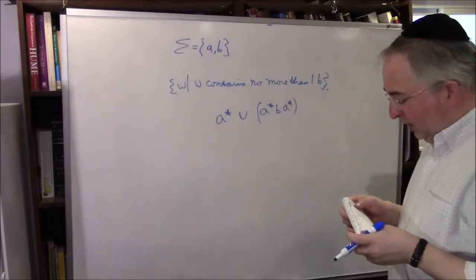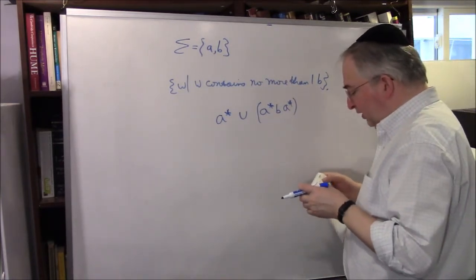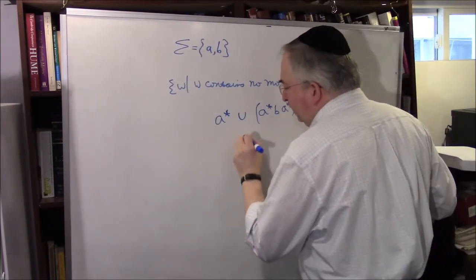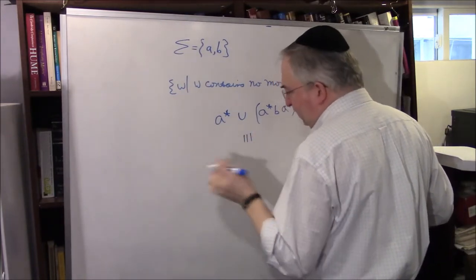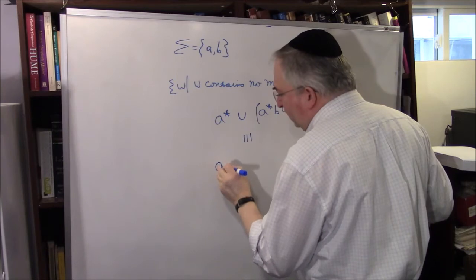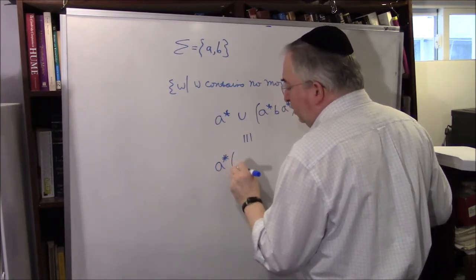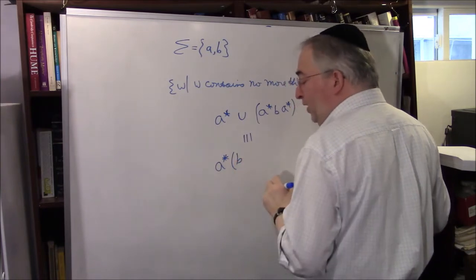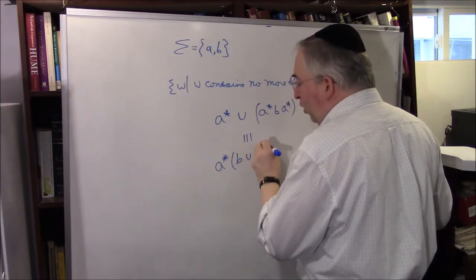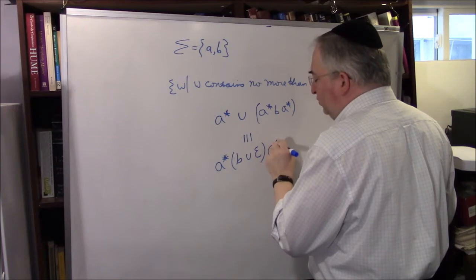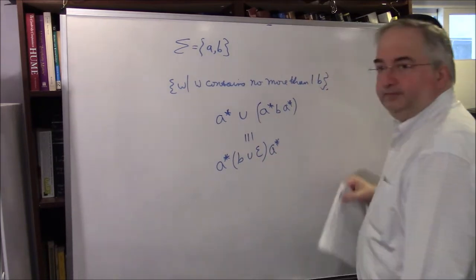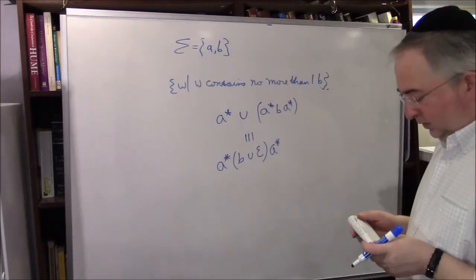I just want to show you another way of doing it, which I like even more. This is the same. You're going to get the same language. It's just a different way of saying it. It says, look, start with a bunch of a's, compose with either 1 B or no B's, finish with a bunch of a's.